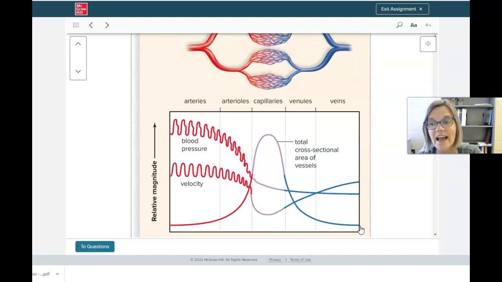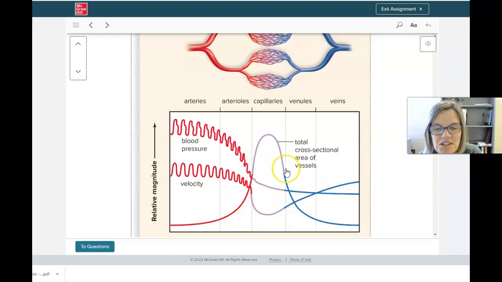Remember, veins have valves to help prevent the blood from flowing backwards because the blood pressure is so low. The speed of the blood moving is the fastest in the arteries, and it actually slows down the most in the capillaries. There's a lot of exchange of gases going on there and nutrients, so it's important that it's slower there, then it speeds up a little bit.